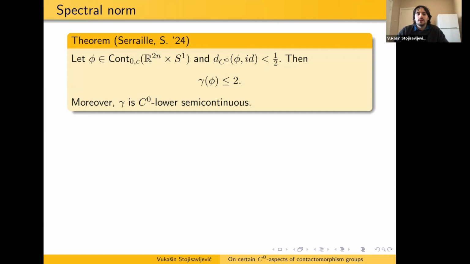Another remark is, why put this in the same theorem, that gamma is C0 lower semi-continuous? Because actually the proof that gamma is C0 lower semi-continuous relies on this somehow.